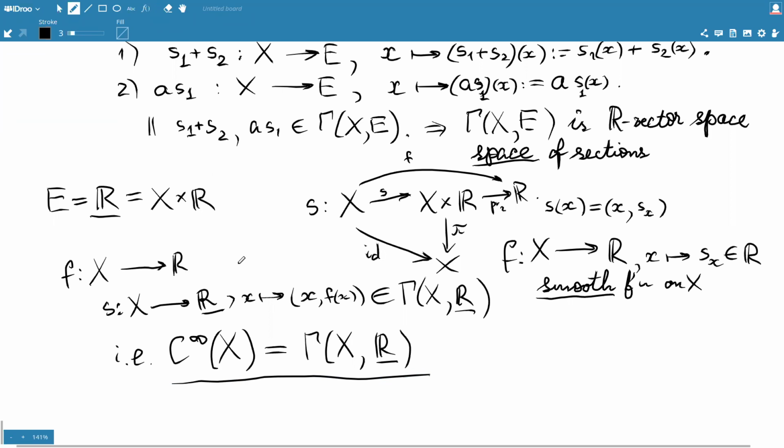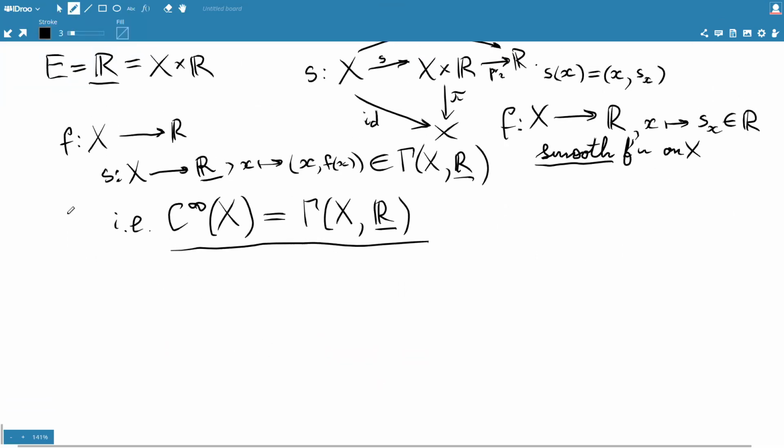Let me give you an example of a non-trivial bundle, say with fiber a one-dimensional space over R. So another example, except the trivial one: an example of a non-trivial bundle with fiber, let me say, just R, each fiber isomorphic to R.